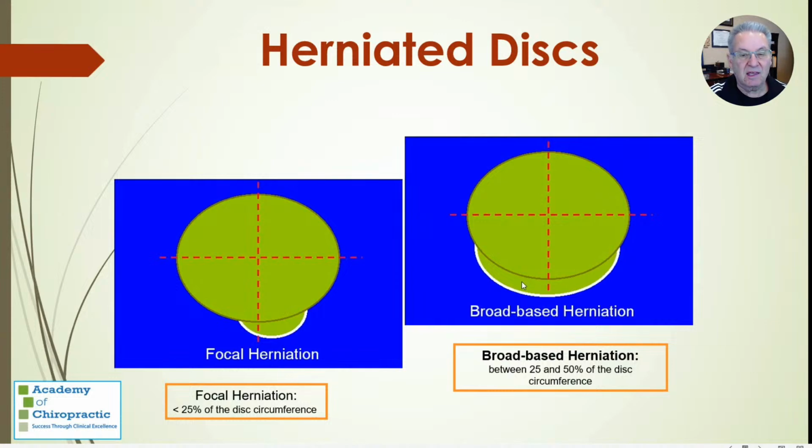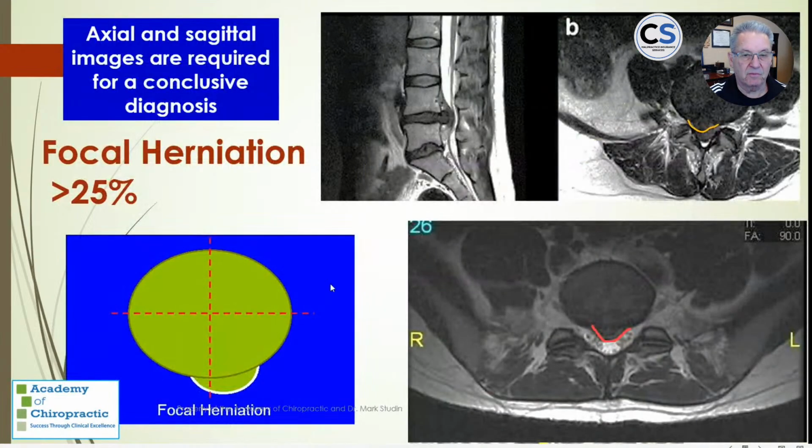Now, you would think intuitively that broad base is more egregious than focal because it has more volume on the outside. But the arbiter between good and bad is the neurological compromise as sequelae to the disc herniation. And typically, focals stick out further and compromise the neurological element more so than the broad bases, making these potentially and usually more egregious.